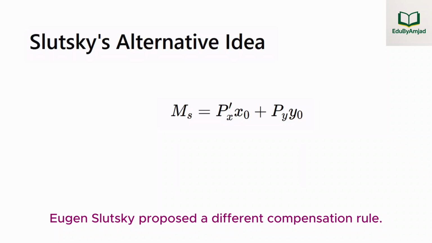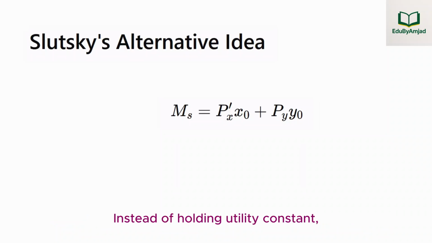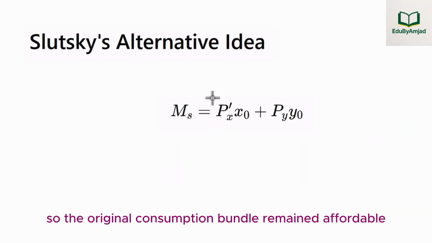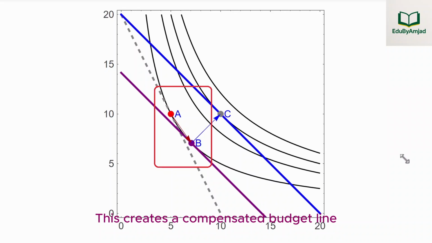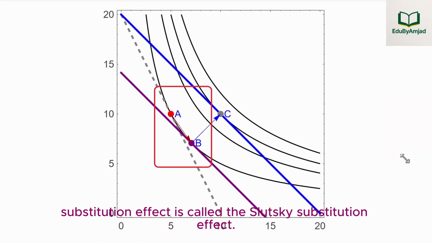Eugen Slutsky proposed a different compensation rule. Instead of holding utility constant, he held purchasing power constant. Specifically, he adjusted income so the original consumption bundle remained affordable after the price change. This creates a compensated budget line passing through the original bundle. The resulting substitution effect is called the Slutsky substitution effect.